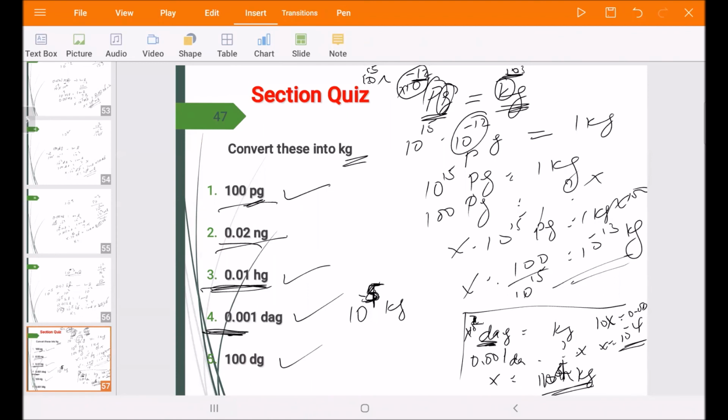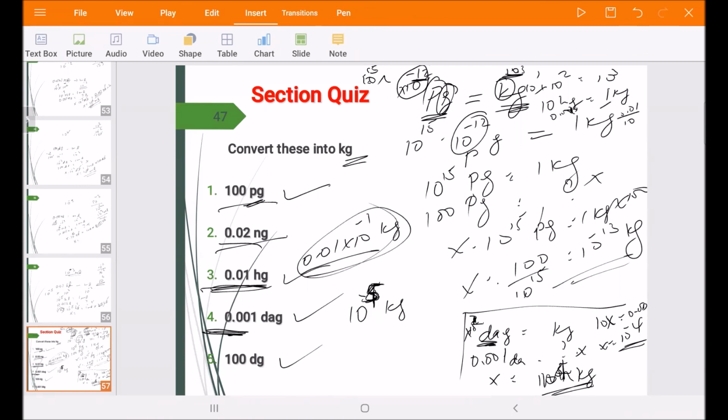Okay, that's it. So 0.01 times 10 to the power of minus 1 kilogram. So hecto means 10 to the power of 2, right? 10 to the power of 3, so 10 to the power of 1 multiplied, 10 hectogram is equal to 1 kilogram. 0.001, I mean 0.01 over 10. Again, this is scientific notation; this is not an acceptable answer, I will show you why. Okay, again, 10 to the power of minus 3.